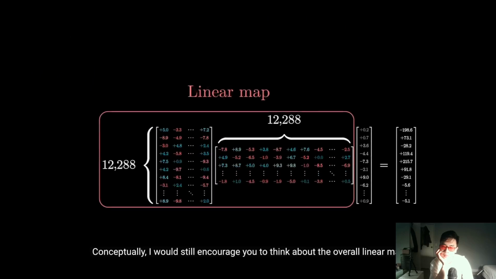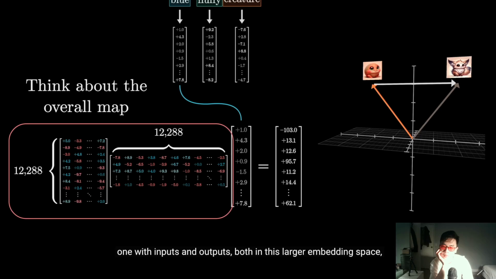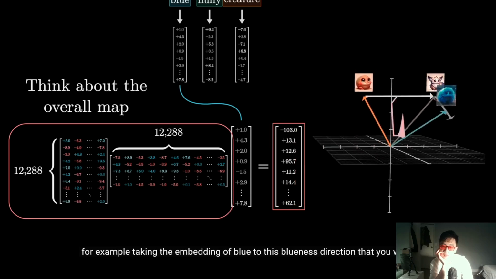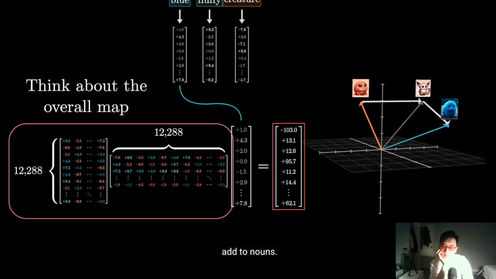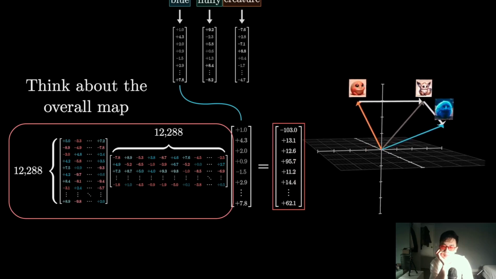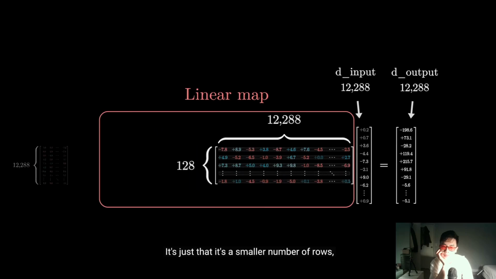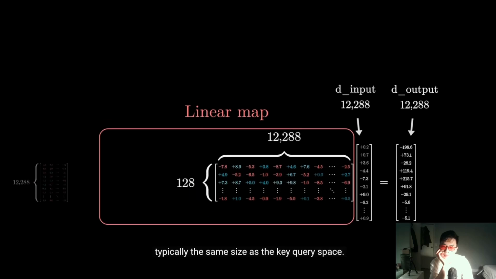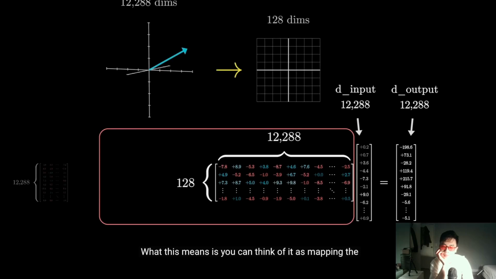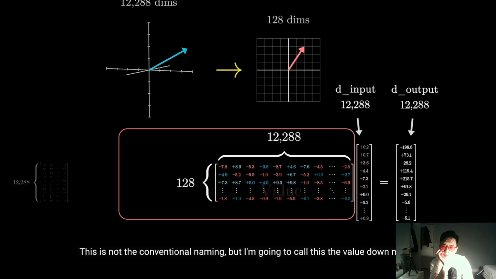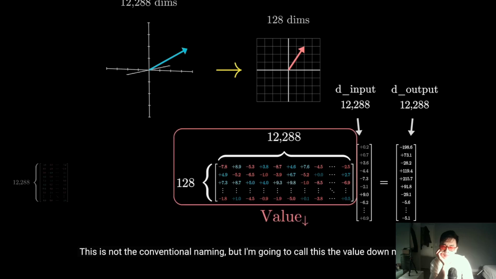Conceptually, I would still encourage you to think about the overall linear map, one with inputs and outputs both in this larger embedding space, for example taking the embedding of blue to this blueness direction that you would add to nouns. It's just that it's broken up into two separate steps. The first matrix on the right here has a smaller number of rows, typically the same size as the key query space. What this means is you can think of it as mapping the large embedding vectors down to a much smaller space. This is not the conventional naming, but I'm going to call this the value down matrix.